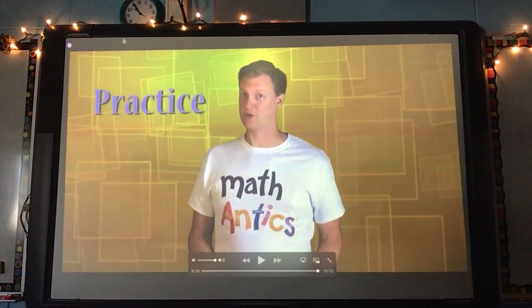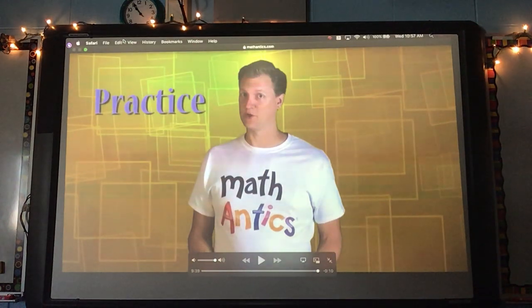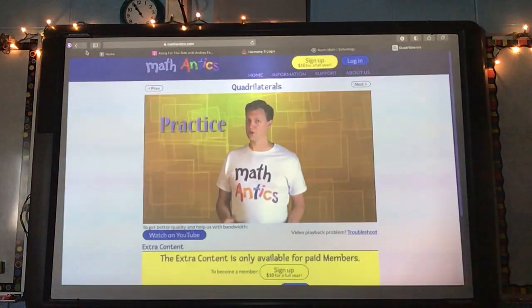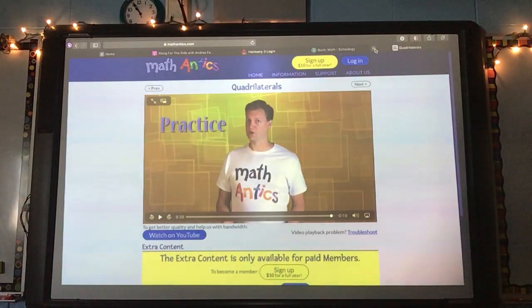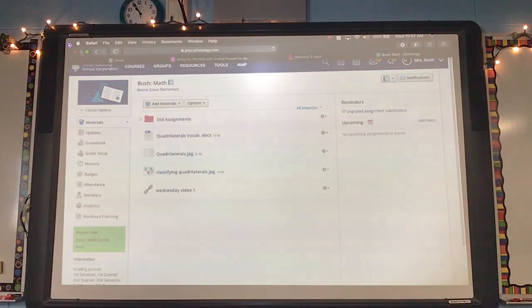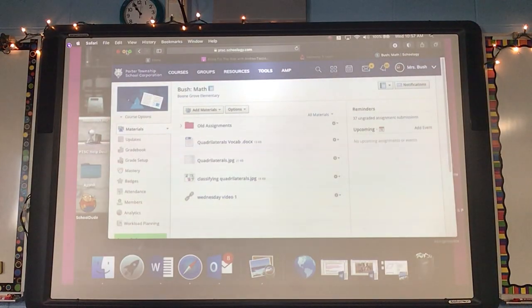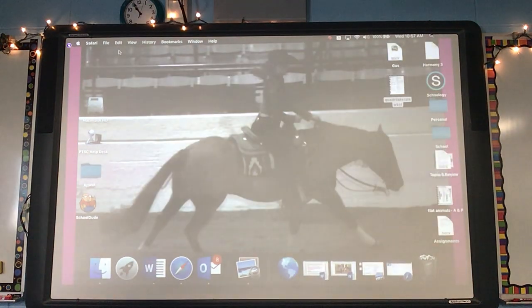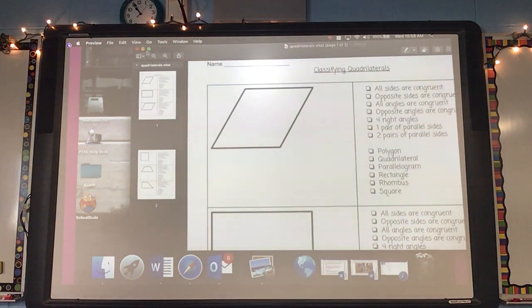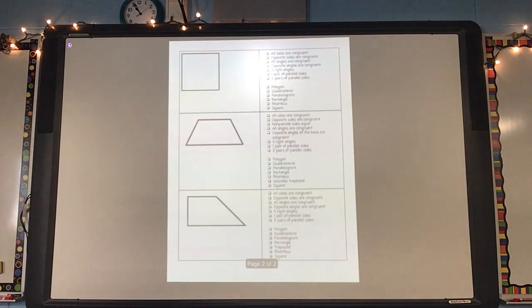All right, let's do some practice with our quadrilaterals. My friends in my class and Mrs. Long's class, I have printed this for you, e-learners. You can follow along up here.